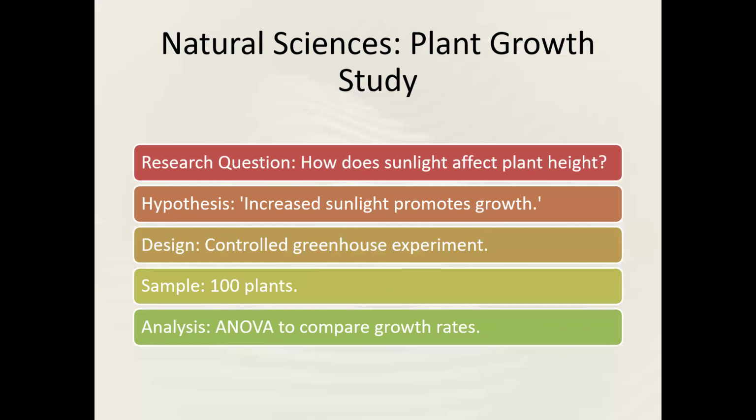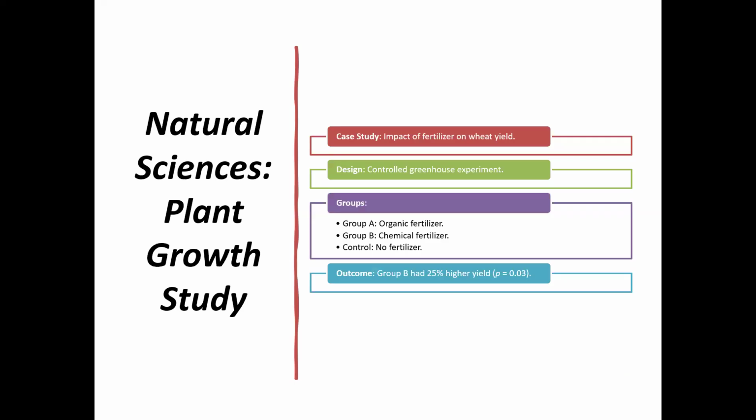Then in natural science, take plant growth: how does sunlight affect plant height? The hypothesis is that increased sunlight promotes growth, and the design will be a controlled greenhouse experiment. 100 plants will be selected and ANOVA used to compare their growth rates. Another natural science example is the impact of fertilizer on wheat yield, also a controlled greenhouse experiment. Group A will receive organic fertilizer, group B chemical fertilizer, and the control no fertilizer. The outcome may be that group B has 25% higher yield, and the p-value is significant.